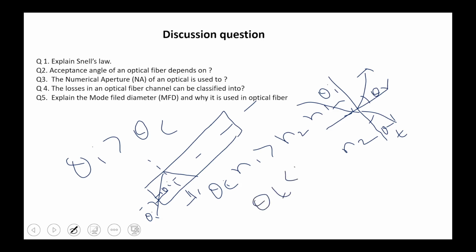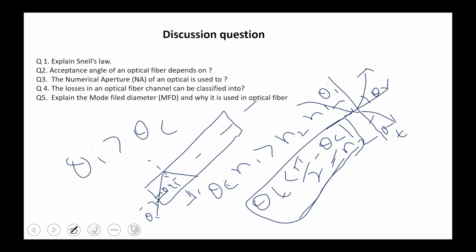Theta T should be less than or equal to pi by 2 minus theta C. I have asked about this condition required for total internal reflection. Which condition will be satisfied? This angle is theta T, and this angle should be less than or equal to pi by 2, then theta I should be greater than theta C. Have you understood?